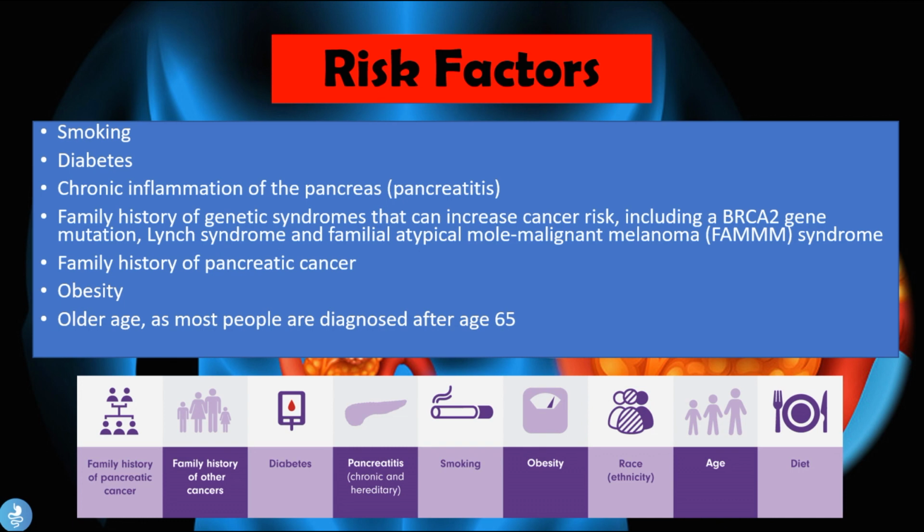So what are some of the risk factors in the development of pancreatic cancer? So some of the risk factors include smoking, diabetes, chronic inflammation of the pancreas, which is called pancreatitis, a family history of genetic syndromes that can increase cancer risk, including the BRCA2 gene mutation, Lynch syndrome, and familial atypical mole malignant melanoma syndrome. Also a family history of pancreatic cancer, obesity, and older age, as most of the people diagnosed are actually over the age of 65.